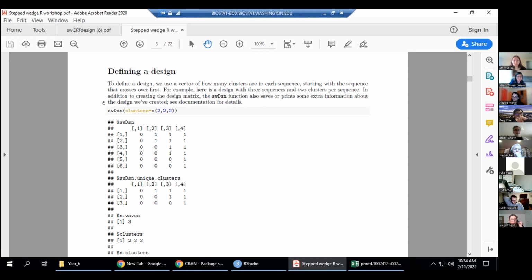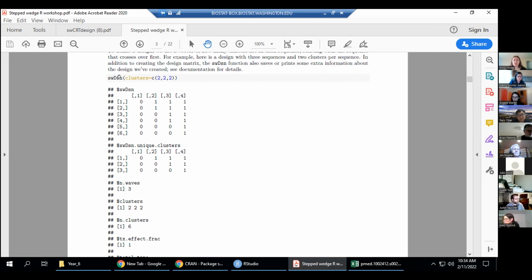The layout for this document is that things in this font in the blue box are R code, and things preceded by the double pound sign are R output. So if you put this into your console and hit enter, this is what will be spit out by R. The things that SWDSN records about your design start with the design matrix. This is probably the most important piece. It's just a matrix of zeros and ones. A 0 represents control and a 1 represents treatment. Each row represents 1 cluster, and each column represents 1 time period.